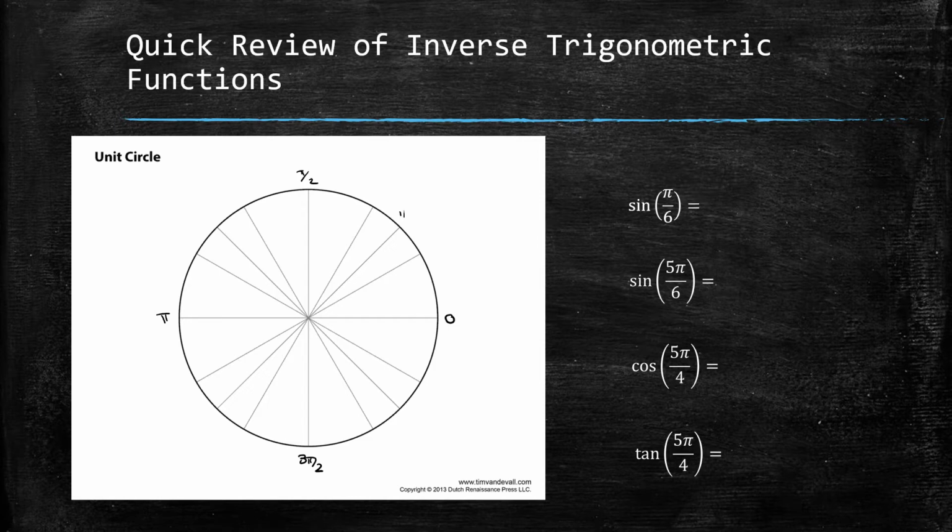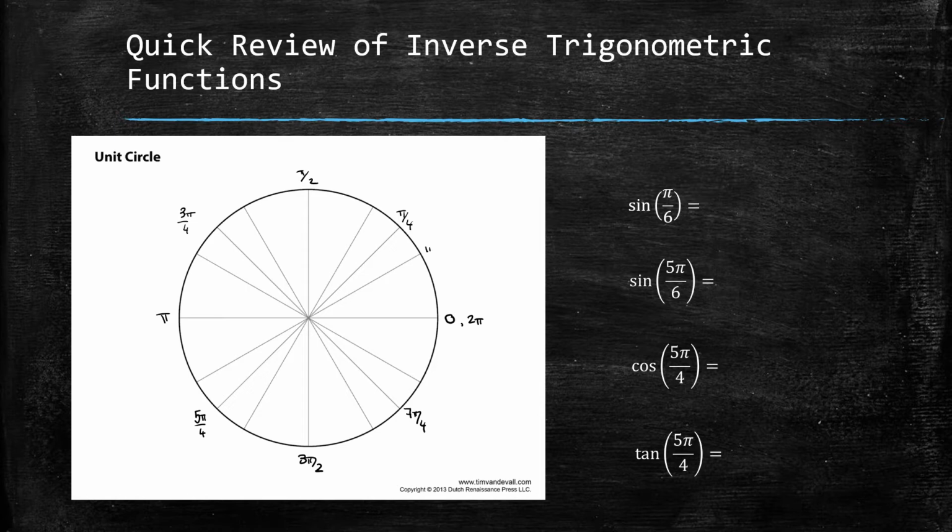So pi over 4. So this is 1 pi over 4. 2 pi over 4 is at the top, but it's already marked. So 3 pi over 4 is here in the second quadrant. 4 pi over 4 is already marked. That's the same thing as pi. 5 pi over 4 is in the third quadrant. 6 pi over 4 is already marked. 7 pi over 4 is in quadrant 4, and then 8 pi over 4, or 2 pi, is here with 0.